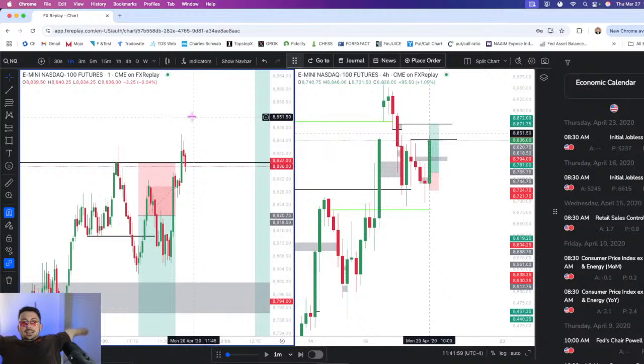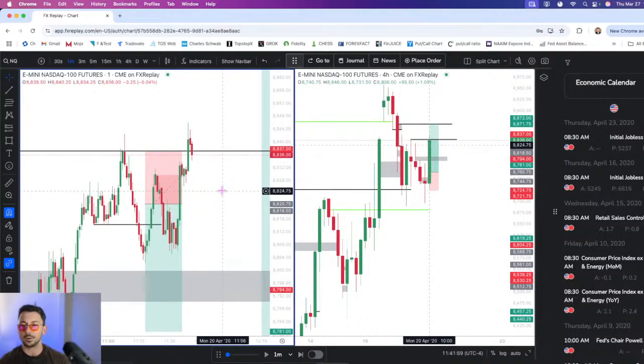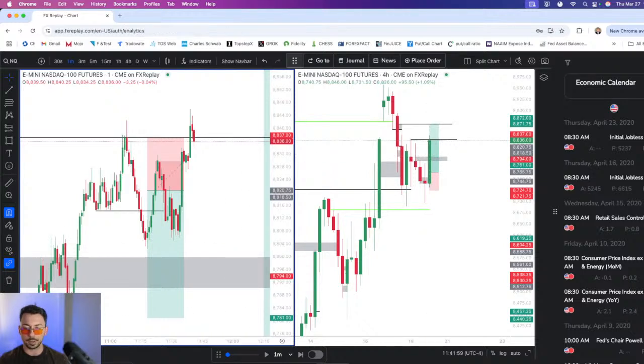Let's go to the analytics and see how terrible it was. Again, guys, my backtesting win percentage is much lower than my real life, because in real life, I know exactly what's happening during the week. I have all my equal highs and equal lows. I have my QQQ chart that I'm always looking at for weekly and monthly levels. But let's see what happens here.